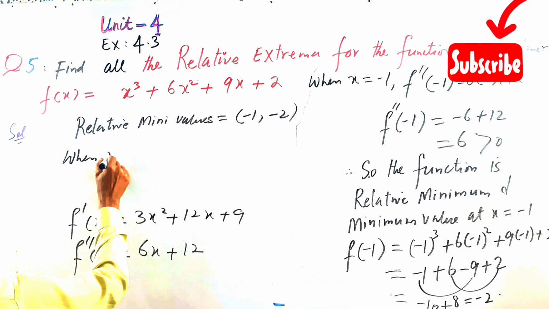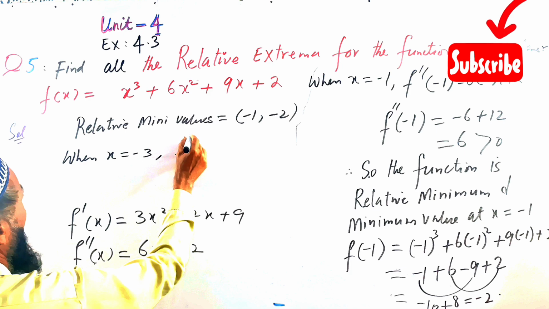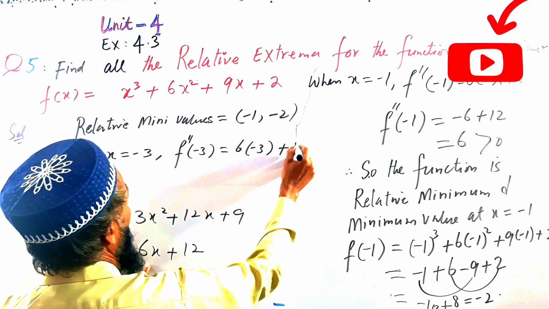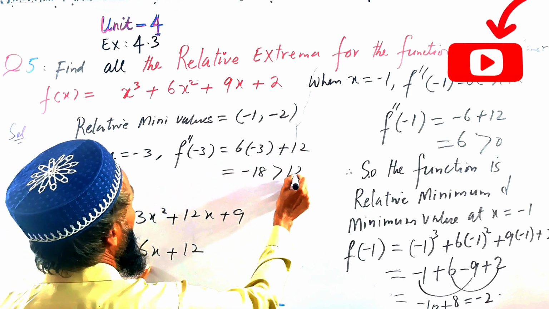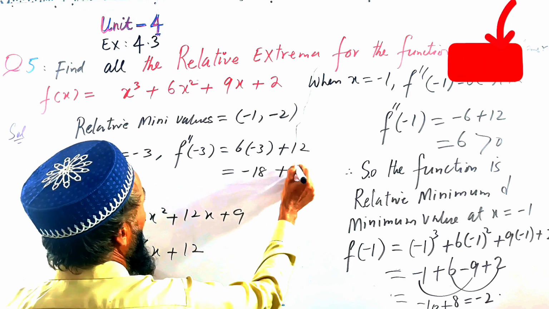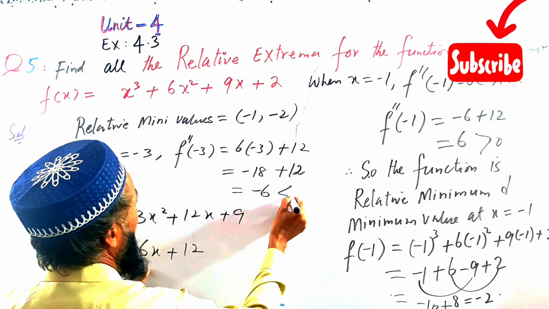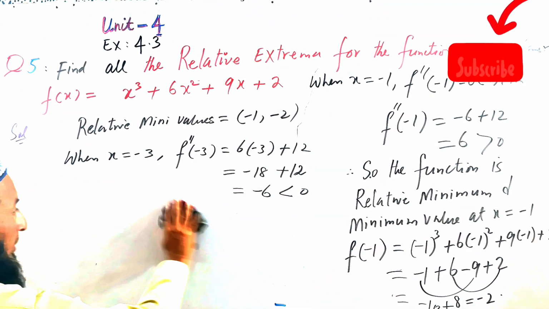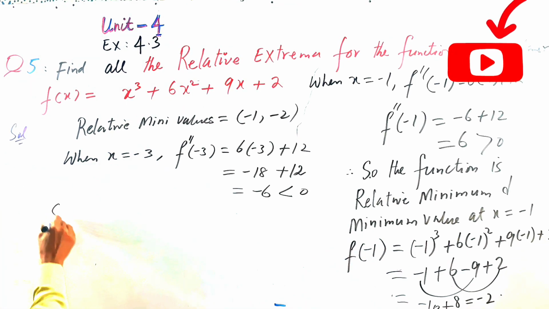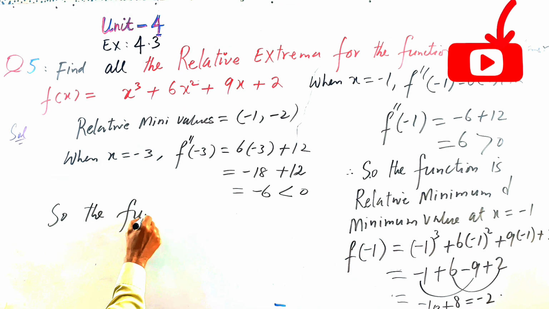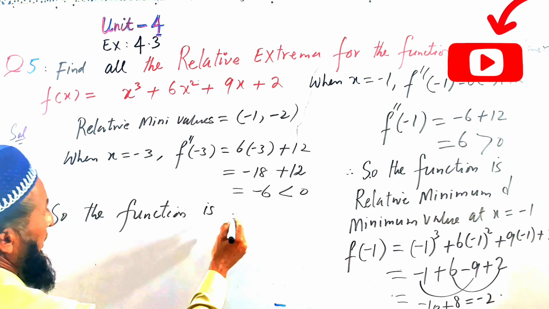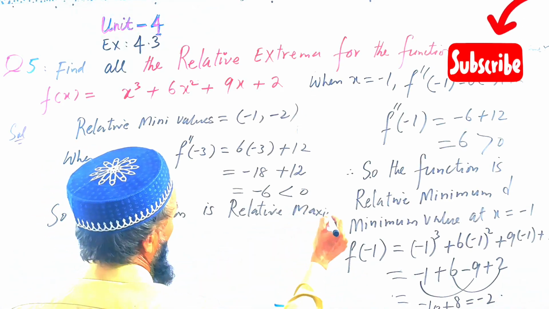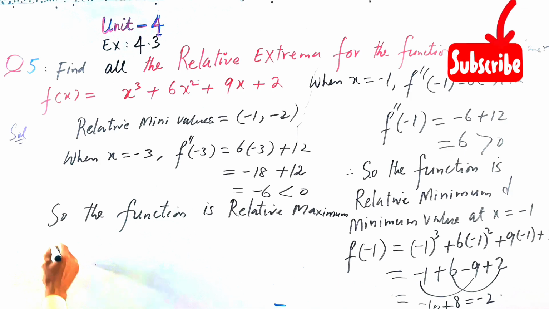Similarly, when x = -3, f''(-3) = 6(-3) + 12 = -18 + 12, so we get -6. -6 is less than 0, so the function has a relative maximum, and the maximum value is at x = -3.